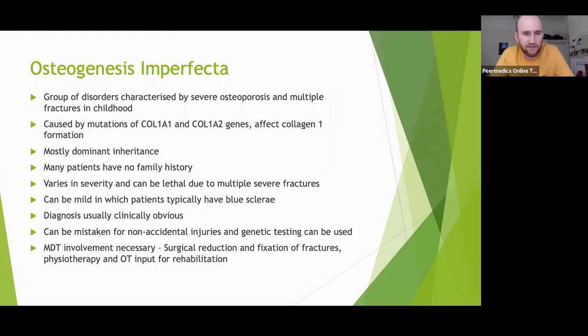The amount of fractures they'll get, most of them probably need surgical reduction and fixation. Some of these patients do very, very poorly. So yeah, MDT is very important.